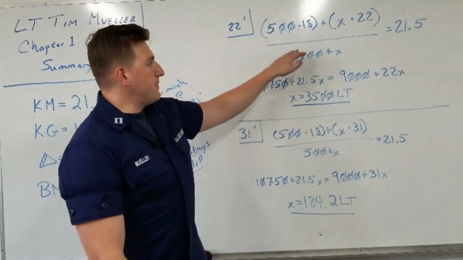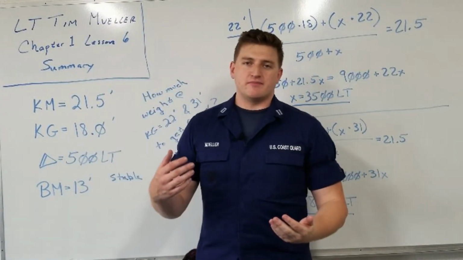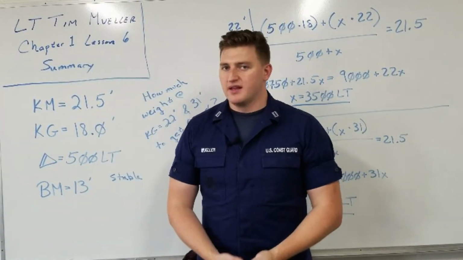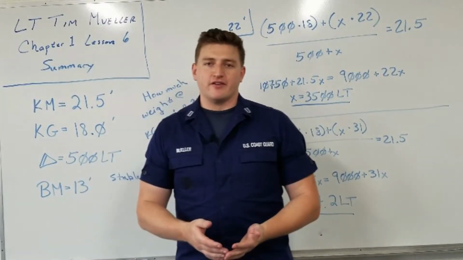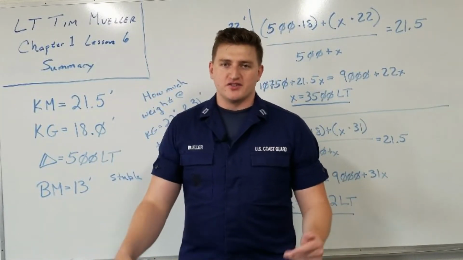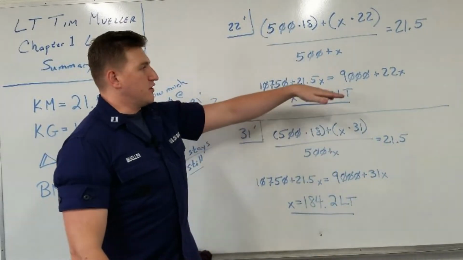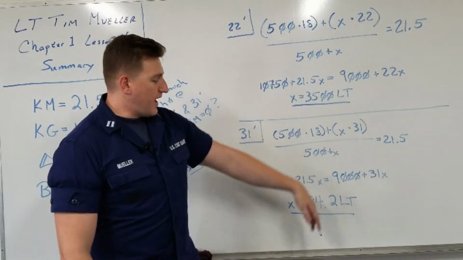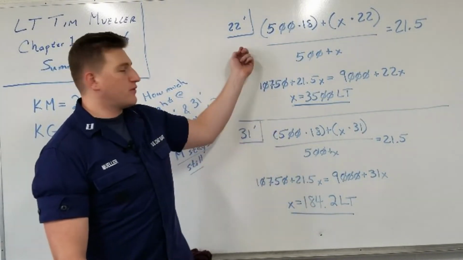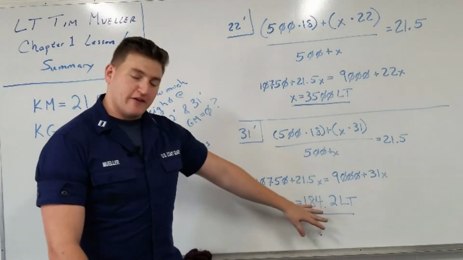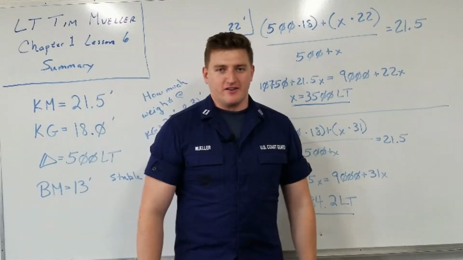You can set up the same problem, but let's just say your ship displaces 200 long tons instead of 500. Let's say it displaces 5,000 instead of 500. How's the center of gravity going to change? Is it going to be as bad as this? Are you going to have right around 5% needed at 31 versus 22? Maybe is it going to be 50%? I'll leave that for you to figure out.